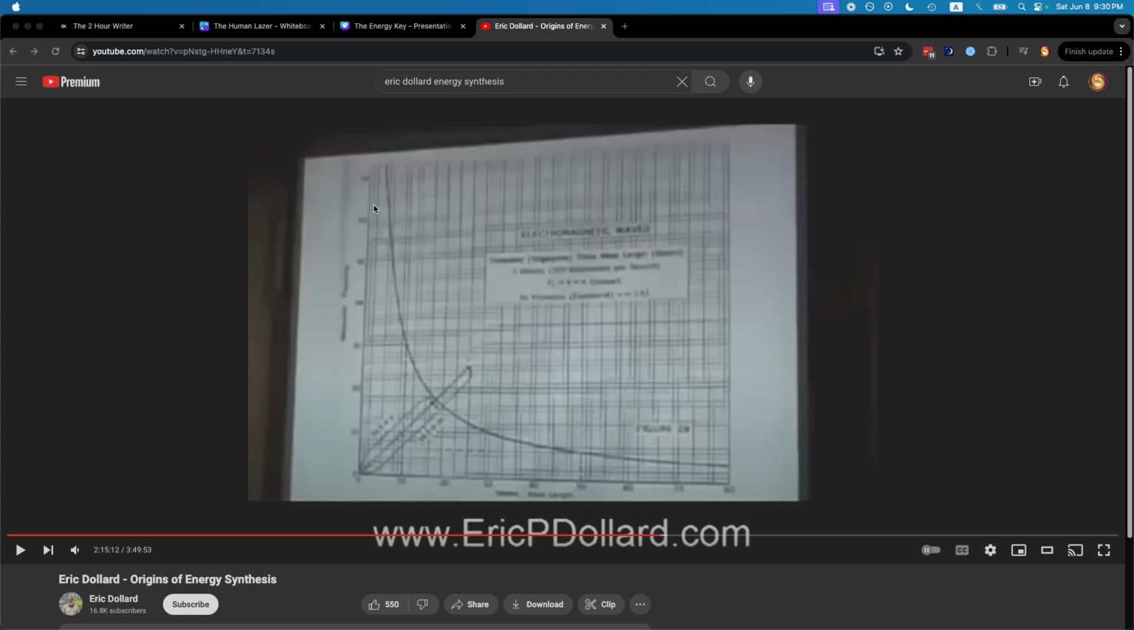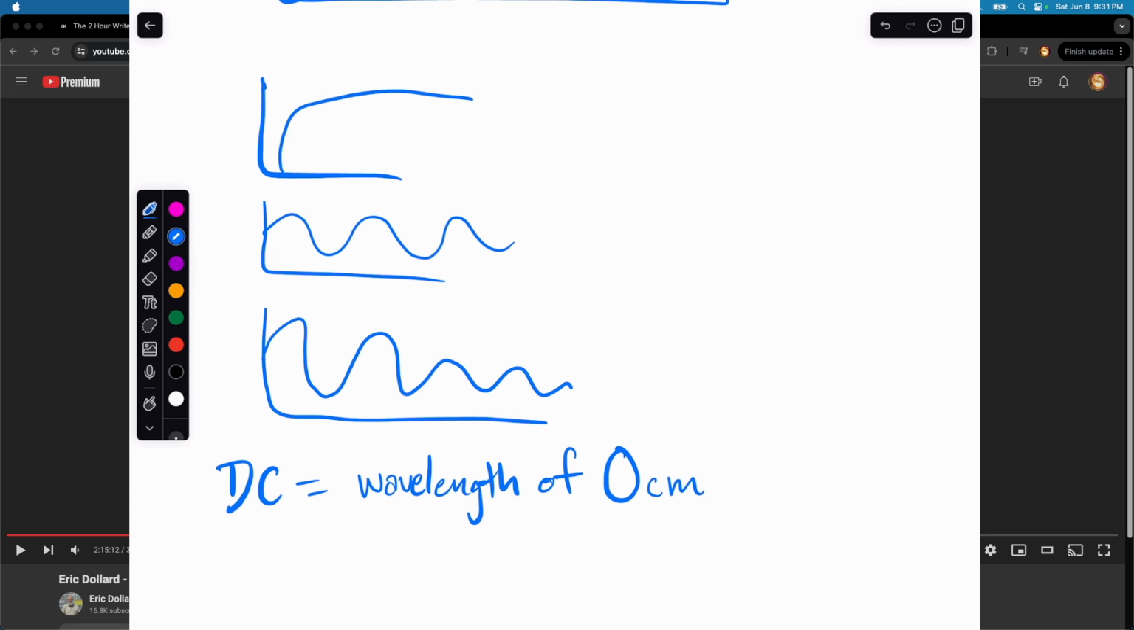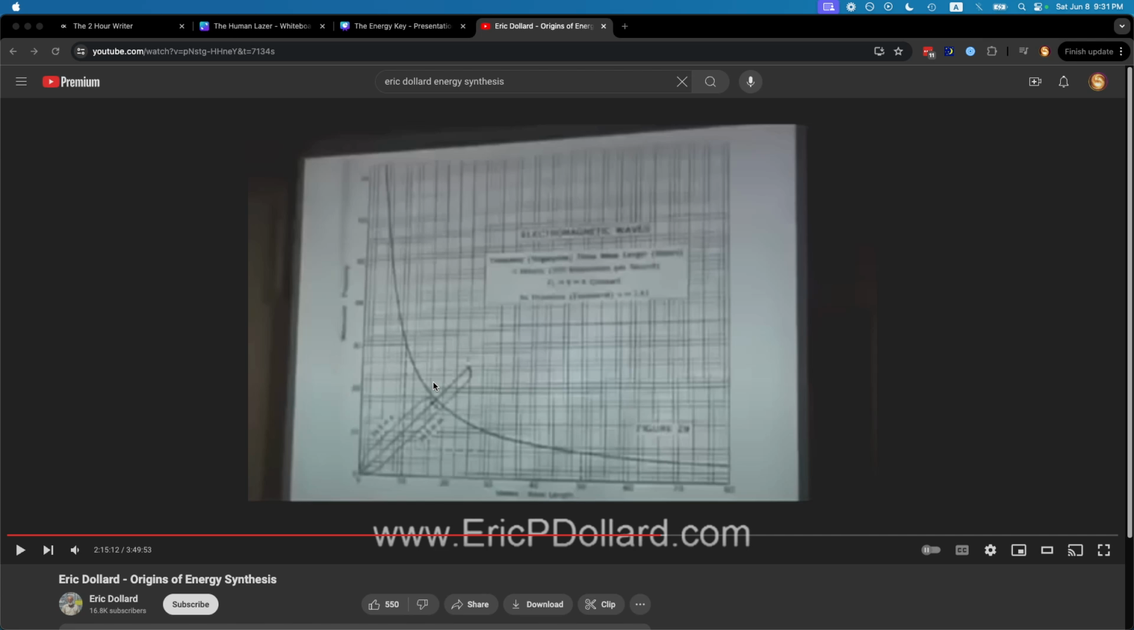So he was saying the further you go down in wavelength, or excuse me, frequency, it eventually becomes DC, and that's so fascinating. You probably saw me drawing it. I was going to talk about it after. That means, as I understand it, DC is a wavelength of 0, and that's a really interesting aspect of this talk.